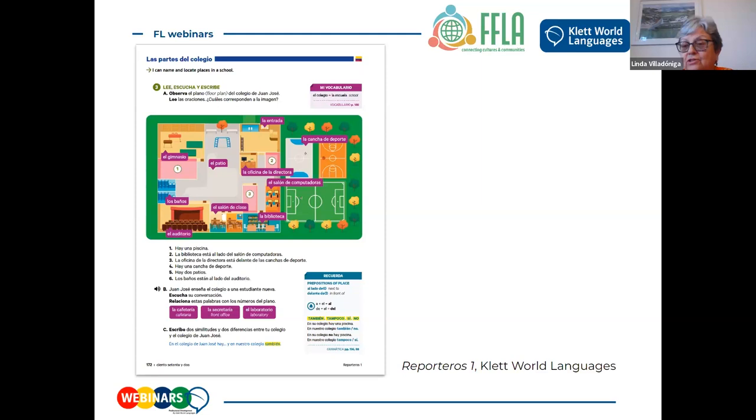So it says, observe the map, the floor plan of the school, and read the statements, and decide which ones correspond to the image. It says, "Hay una piscina." There's a swimming pool. Well, the kids can look at the chart here and determine that there is no swimming pool. "La biblioteca está al lado del salón de computadoras." Well, they have to find the biblioteca, the library, and the salón de computadoras, and say yes, they are next to each other, or no, they are not next to each other. And on like that.